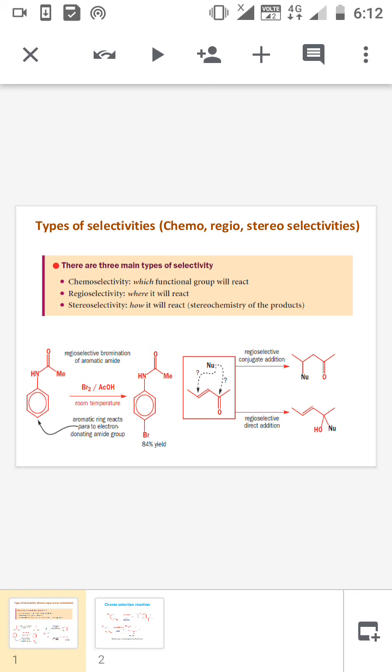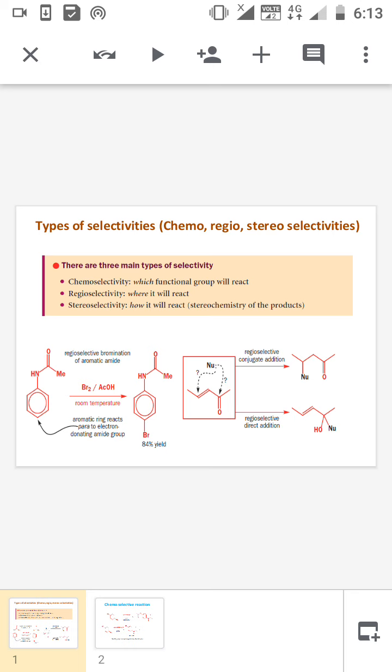But in the second example, it is an unsaturated carbonyl compound. So if we take a nucleophile, it can attack in two positions. First is the attack on the carbon of the carbonyl group, or on the carbon of the double bond. So we will get two products. First is the attack of the nucleophile on the carbonyl carbon, or the attack on the multiple-bonded carbon.